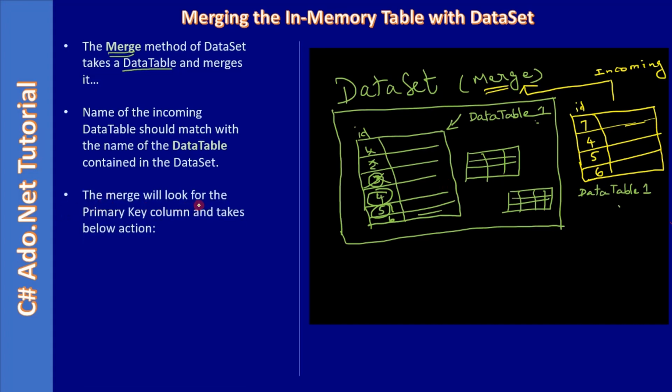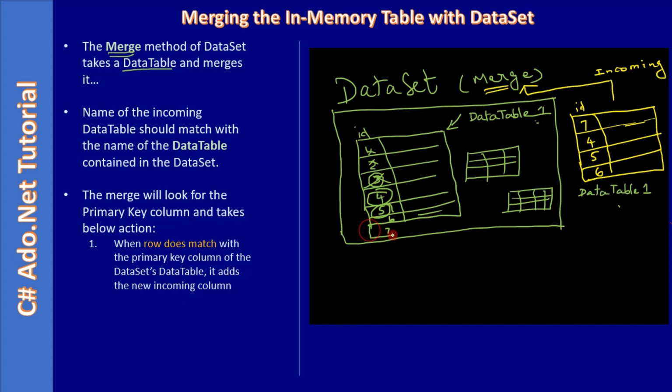The merge will look for the primary key column and take the below action. When a row does not match, like this 6, 7, 7 also will get added. When a row does not match with the primary key column of the dataset's data table, it adds the new incoming row. And if you see, 6 and 7 are added here.